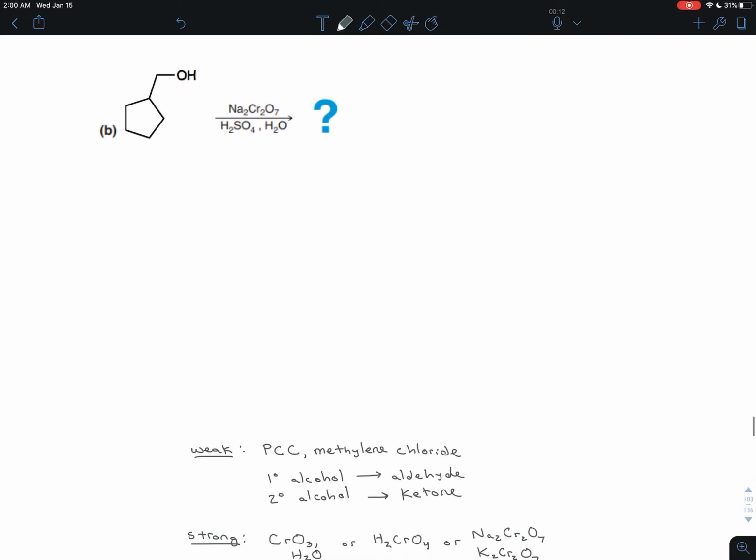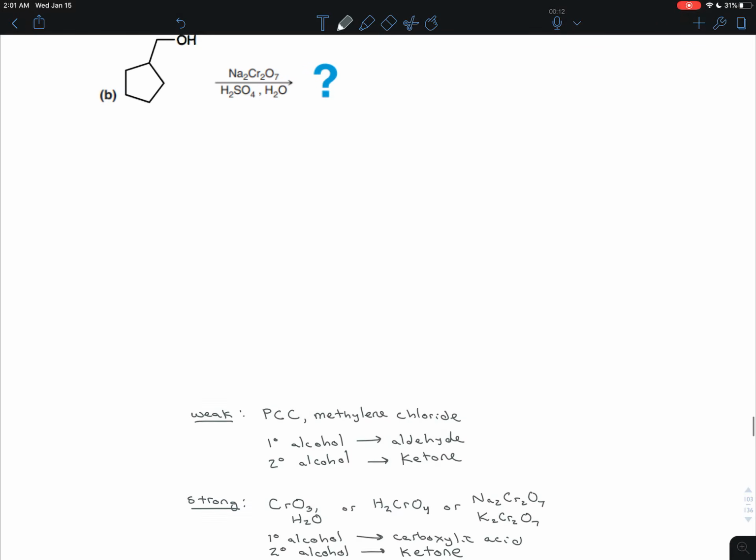Okay, next one. Here we have sodium dichromate in sulfuric acid and water. And if you watched the video for the mechanism, you know what that sulfuric acid and water is doing. You have to include the sulfuric acid and water in the recipe when you use this for a synthesis. So in this exercise, they happen to give it to you, but in the synthesis exercises that we'll do later, you'll need to list all of these things if you want to use a strong oxidizing agent.